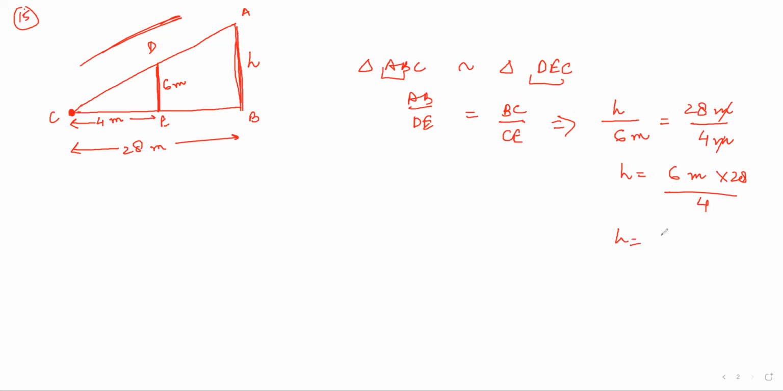Ma'am, I have a question. How did we know that ABC is similar to DEC? That I'm doing, right? So from here, I'll get H is equal to how much? 4 into 7 and then 6 into 7, so 42 meter.